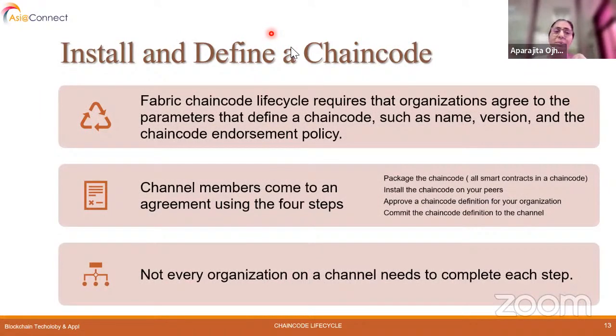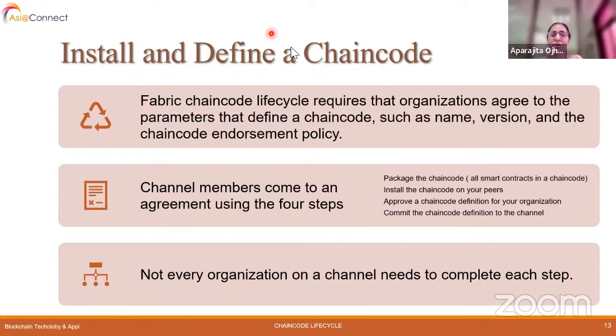First of all, remember that the Fabric chaincode lifecycle requires that organizations agree to those parameters that define a chaincode, such as the name of the chaincode, which version of the chaincode, and the chaincode endorsement policy, and many other things. So channel members come to an agreement using 4 steps. What are those 4 steps?